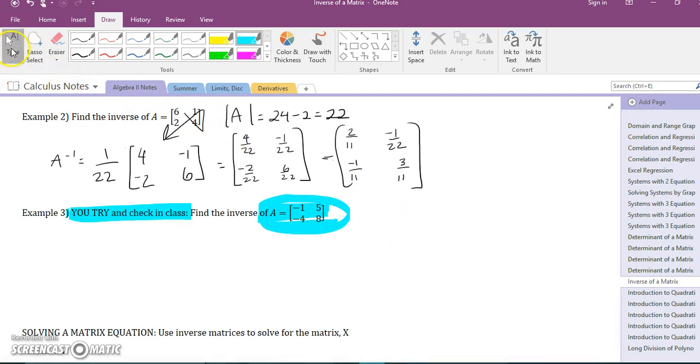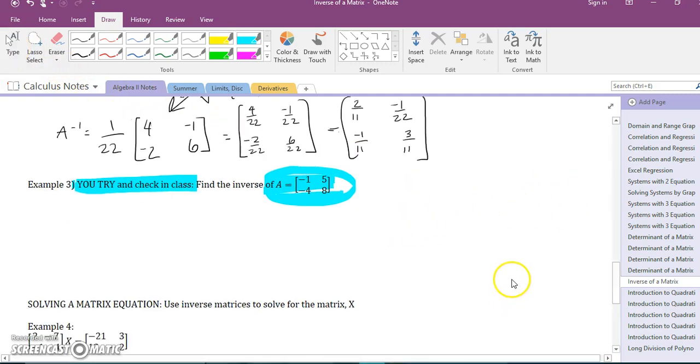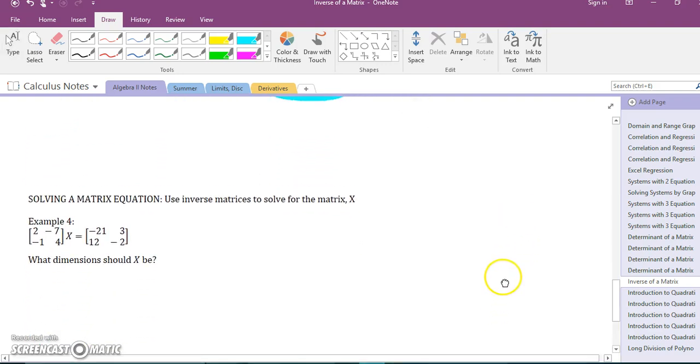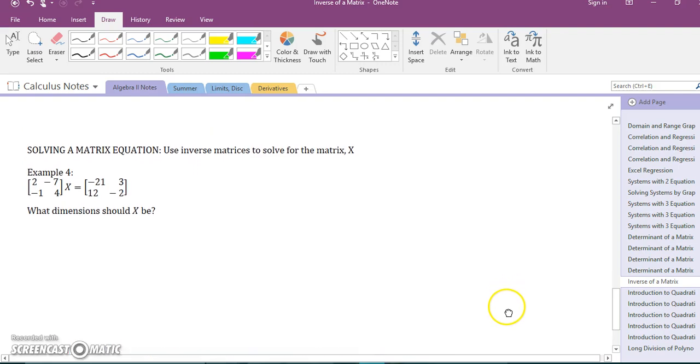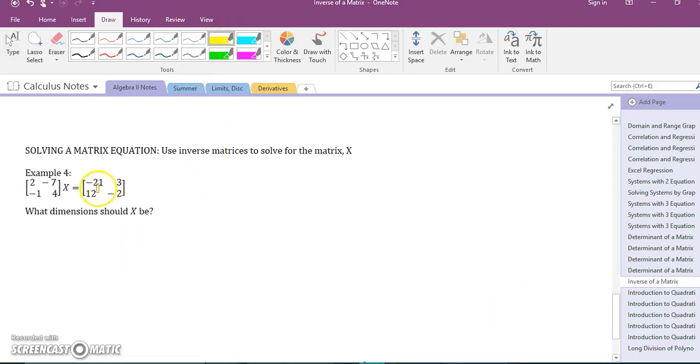Now we want to see how we can use the inverse matrix to actually solve some things. So we're going to start with a matrix equation set up like this, and then we'll move on to systems. So let's say I have a matrix multiplied by some mystery matrix, and I end up with this matrix. I want to know what I multiplied this by to get this. So I'm looking for matrix X.